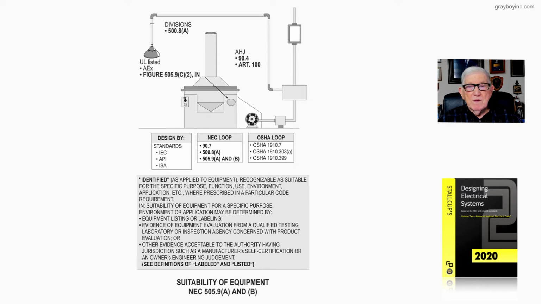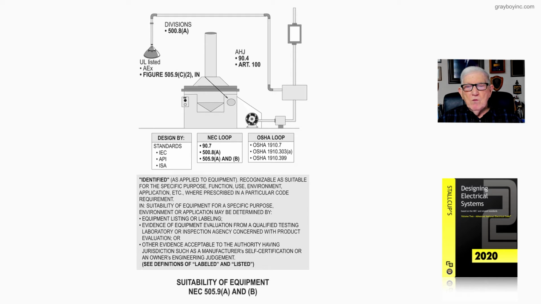The manufacturer may have some special requirements that they want you to make sure that you provide with your installation or your design. And then, of course, the suitability of the equipment for a specific purpose, environment, or application may be determined by bullet 1, equipment listing or labeling. Now that's 110.3B as in boy in the NEC, isn't it, along with C.